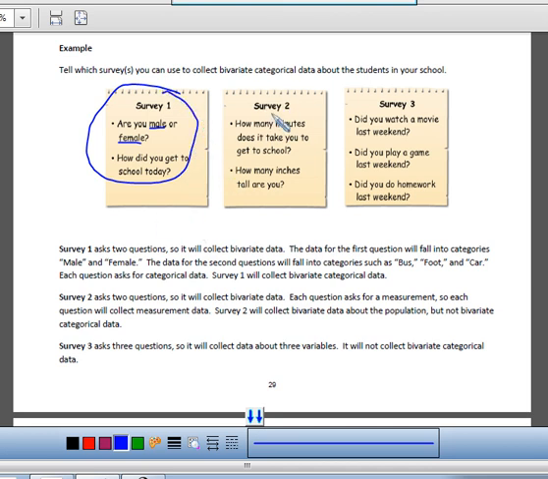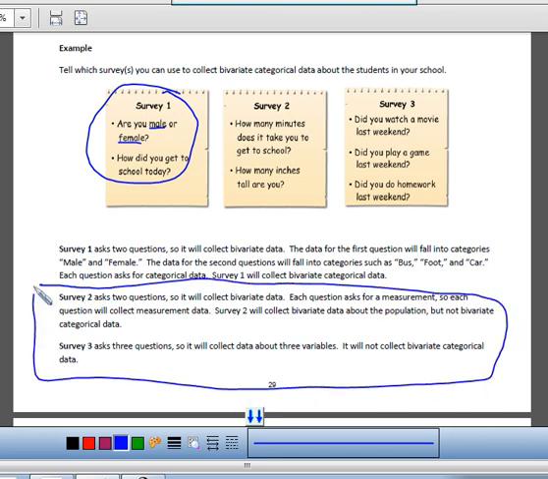I want you to check out survey 2 and survey 3 on your own, and then you'll notice that the answers are at the bottom, so wait until after you read them and then look at the description and see how you did. Also, you have some examples on page 30 to try on your own. Good luck, and we'll see you next.